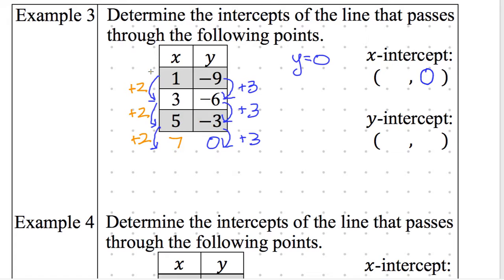So my x-intercept, I've solved for that. It's 7, 0. It's right here. This is my x-intercept. So I'm going to say 7, 0. All right. The next one is going to be a little bit tricky.